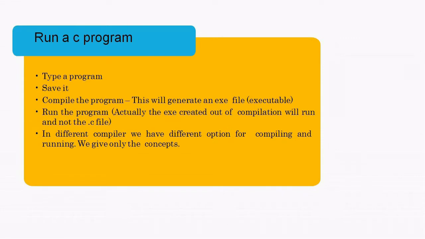Running a C program. How to run a C program? First type a program, then save it. After saving the program, compile the program. This will generate an exe file or executable file. Then run the program. Actually, the exe created out of the compilation will run and not the .c file. In the compiler, we have defined options for compiling and running. We give only the concept.